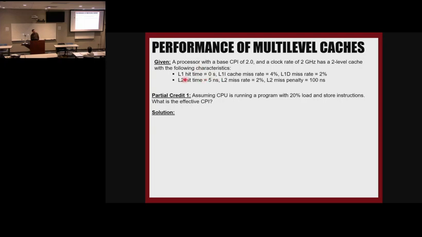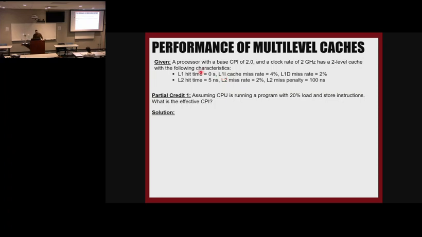L1 hit time is 0. L1I, so this is the instruction cache, miss rate is 4%. L1D, which means it's a data cache, miss rate is 2%. Also know what these terms are, because I can ask the same exact question and just say L1I, it means that it's the first layer instruction cache. L1D is the first layer data cache. We don't have instruction and data caches after the first layer. Only in the first layer we have instruction cache and data cache. The next layer we just have a uniform cache.